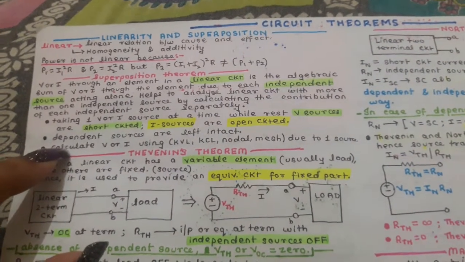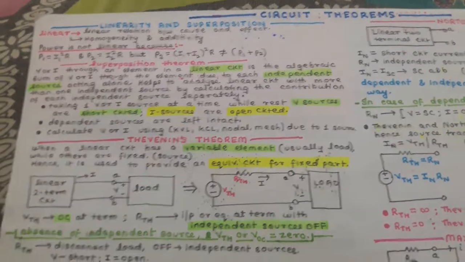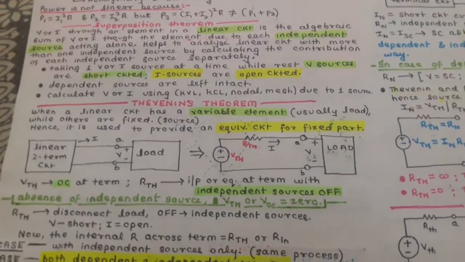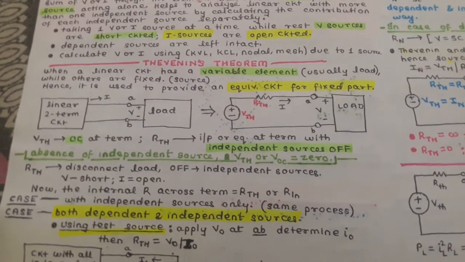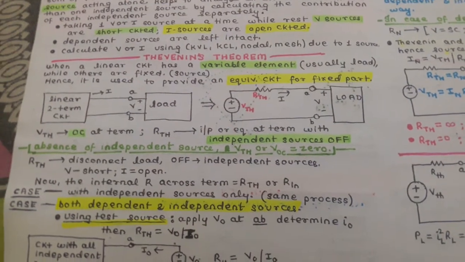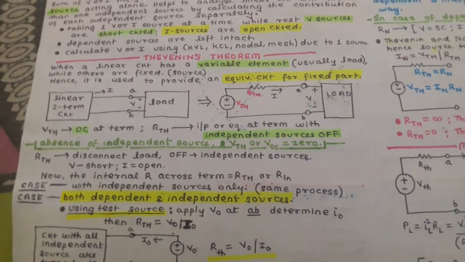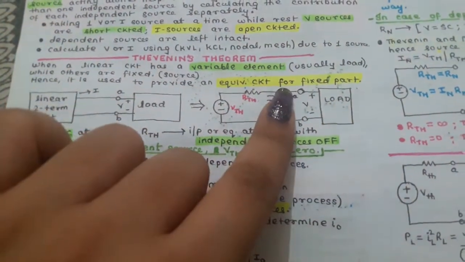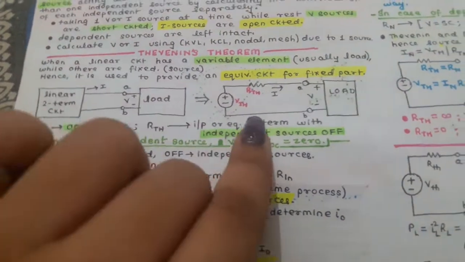Dependent sources are left intact, calculating the value of voltage or current using KVL, KCL, nodal or mesh analysis due to one source. Then we are moving ahead to Thevenin's theorem. Thevenin's theorem is basically for circuits which have a variable element and a fixed element, and we are trying to find an equivalent circuit for the fixed part. Technically, we are converting this particular circuit into this one.